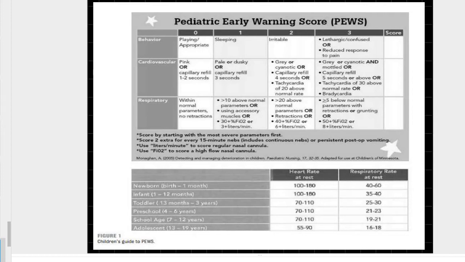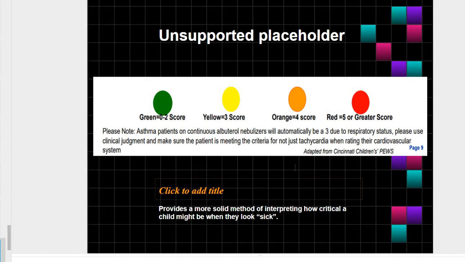Okay, so you add these up, and of course this one's really nice. It gives you a little chart at the bottom with the heart rate and respiratory rates that are normal for the child at rest. Add those up, and then if the score is 0 to 2, you're good. You're golden.